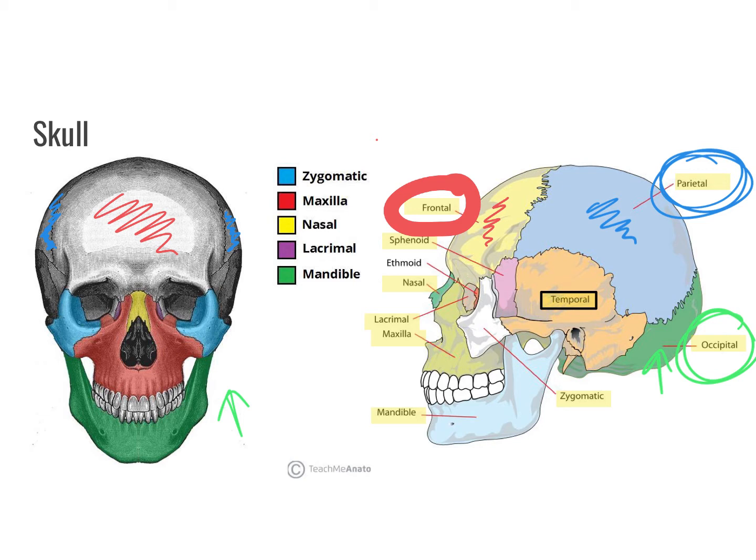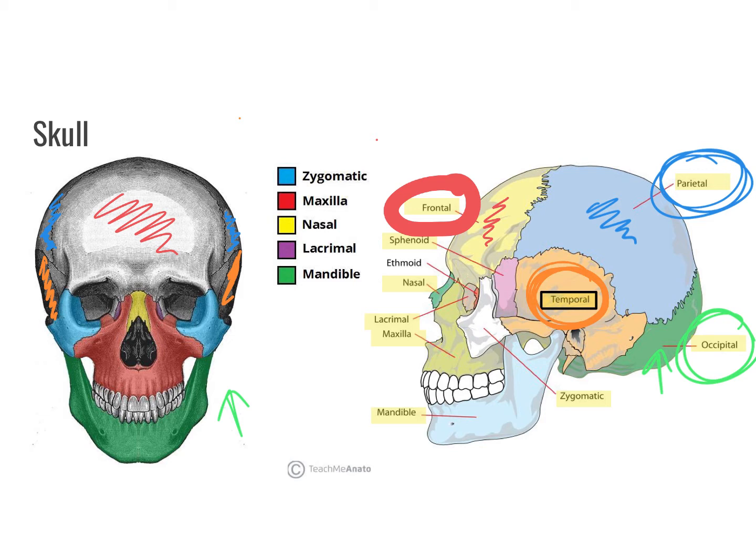Let me get a different color. The temporal bone is located if you follow your ear back to your skull. On the frontal view, you can see the temporal bone right there.